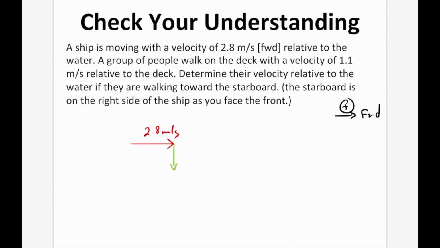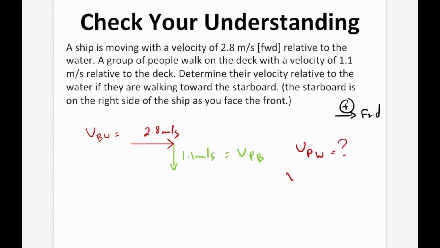Because we said that the boat was going, in our case, to the right, we can say that they are going down, and we'll say 1.1 meters per second. So this is going to equal the velocity of the people relative to the boat, and 2.8 is going to be the velocity of the boat relative to the water, 2.8 meters per second. And our question is asking to determine the velocity of the people relative to the water.